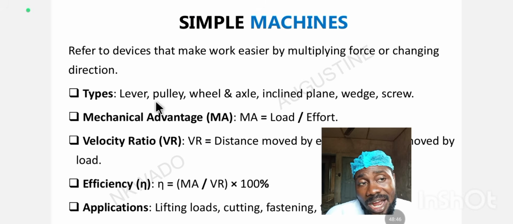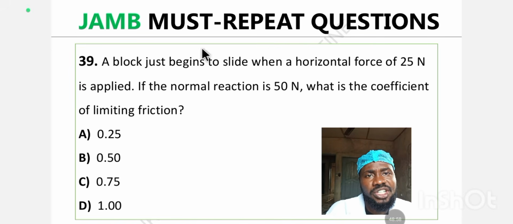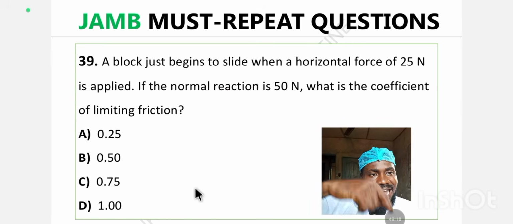Now that we have understood simple machines, energy, work, and power, let us take some exercises, some JAMB repeated questions, to further test the knowledge we've acquired so far. JAMB must-repeat questions. Question 39. A block just begins to slide when a horizontal force of 25 Newton is applied. If the normal reaction is 50 Newton, what is the coefficient of limiting friction? A. 0.25, B. 0.50, C. 0.75, D. 1.00. Drop the answer in the comment section.